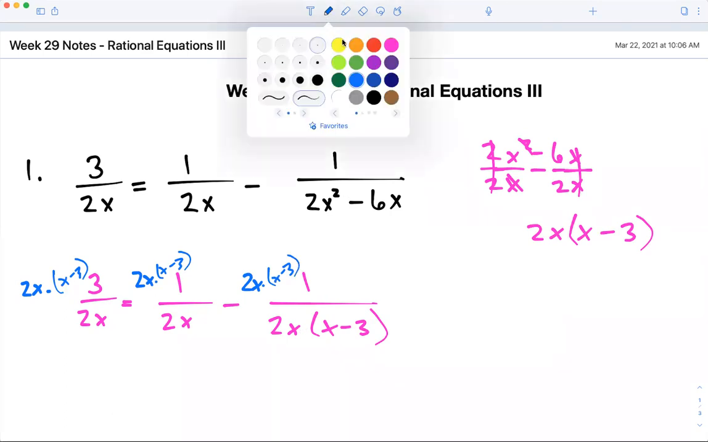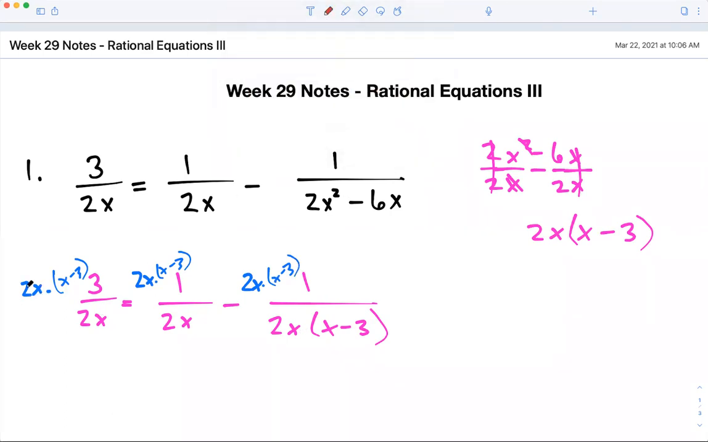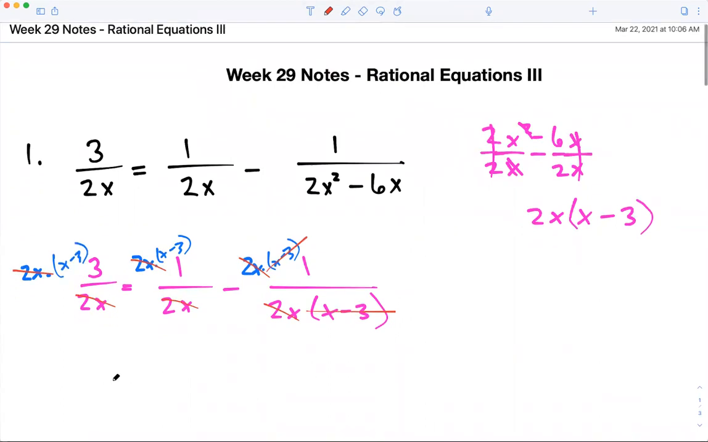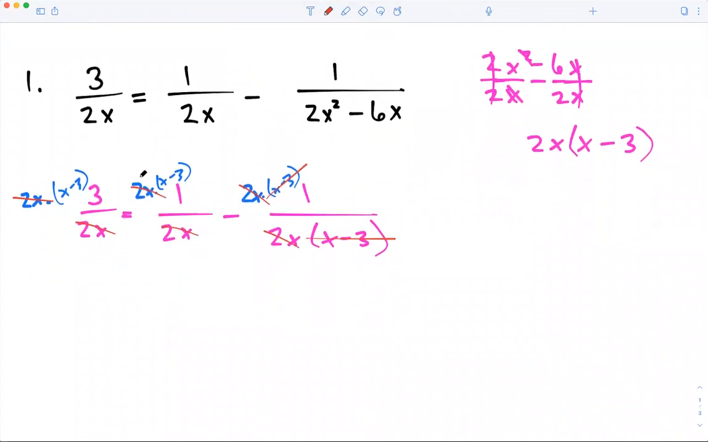All right, now we're ready to cancel. So let's cancel. We got our 2x's canceling. We got our 2x's canceling. And then here we can cancel out our x minus 3. However, now we have an x minus 3 up top here in this term and that term. So let's write down our next step here. We have 3 times an x minus 3. That's how I'm going to write it. Equals 1 times an x minus 3, which is just that, minus 1.